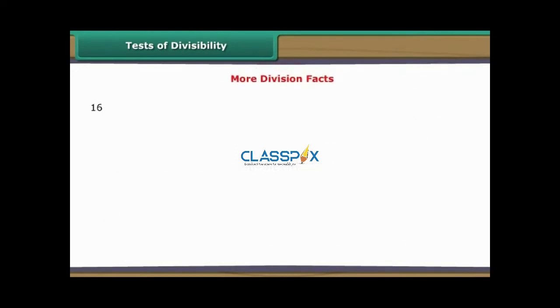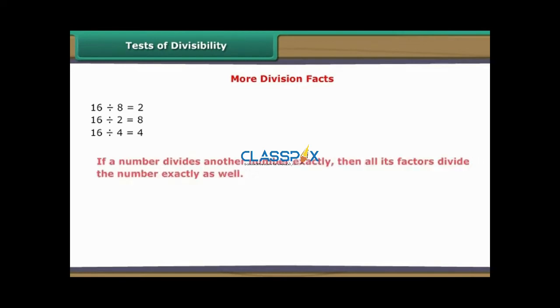Consider the number 16. 8 divides 16 exactly. Two factors of 8, 2 and 4, also divide 16 exactly. Therefore, we can say that if a number divides another number exactly, then all its factors divide the number exactly as well. Consider the number 84.